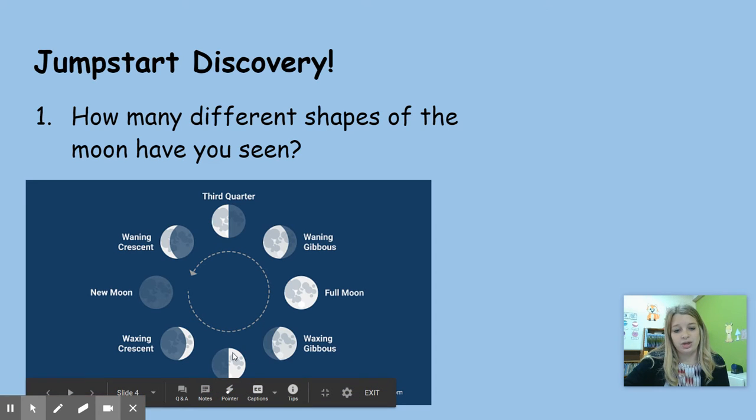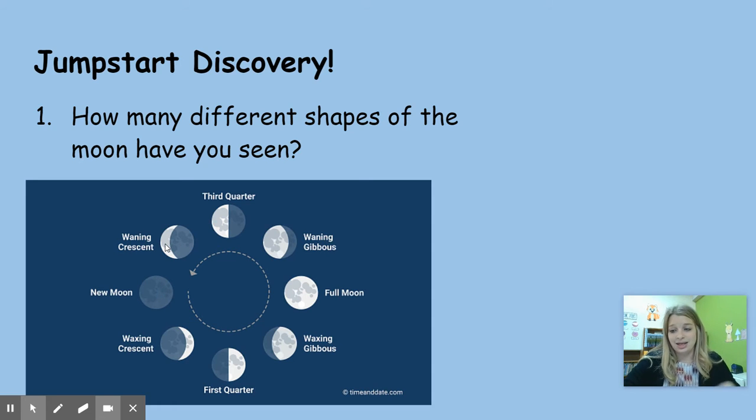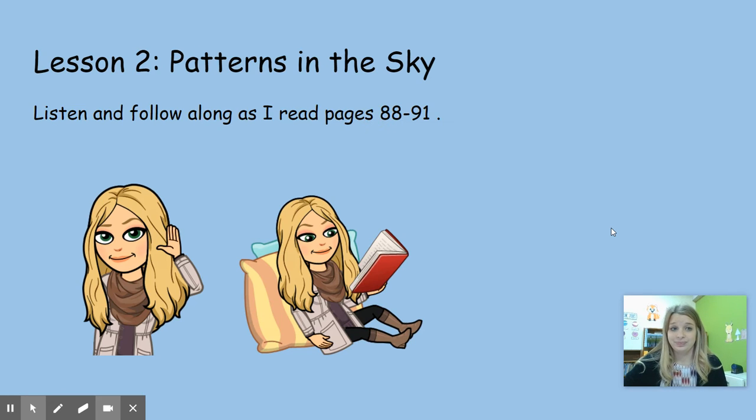The first quarter is you only see half of the moon. Then you have the waxing crescent, and you see only the right side. Then you have the new moon, which you don't see anything. Then you have the waning crescent, when you only see the left side. And then the third quarter is you see half of the left side. So those are the different phases of the moon.